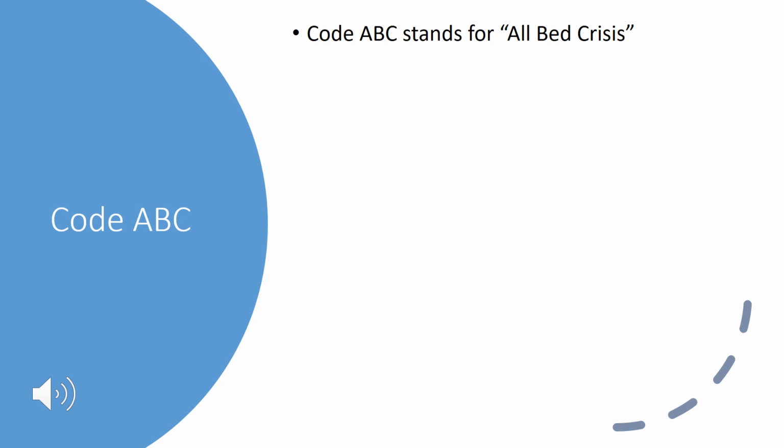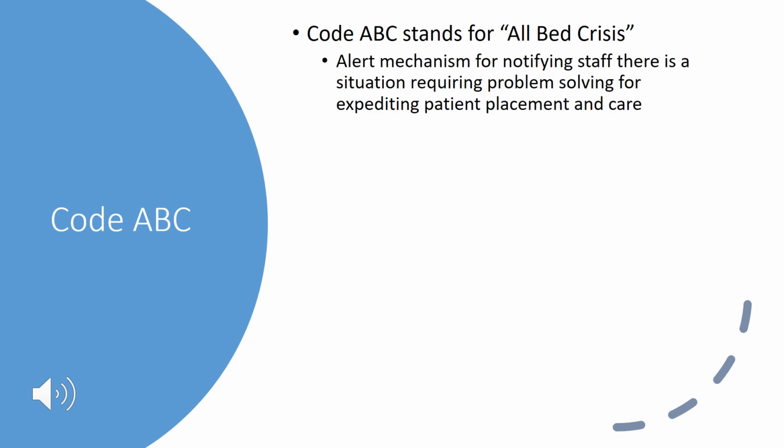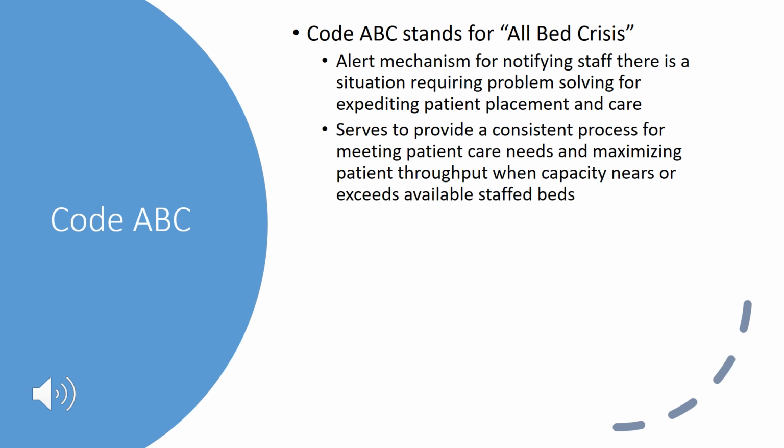Code ABC. As outlined in Valley Presbyterian's policy, a Code ABC stands for Code All Bed Crisis. Initiating a Code ABC serves to provide a consistent process for meeting patient care needs and maximizing patient throughput when capacity nears or exceeds available staffed beds. It is an alert mechanism for notifying staff that there is a situation requiring problem solving for expediting patient placement and care. The operations supervisor makes the decision to announce a Code ABC when the hospital nears or meets a critical or near critical capacity.